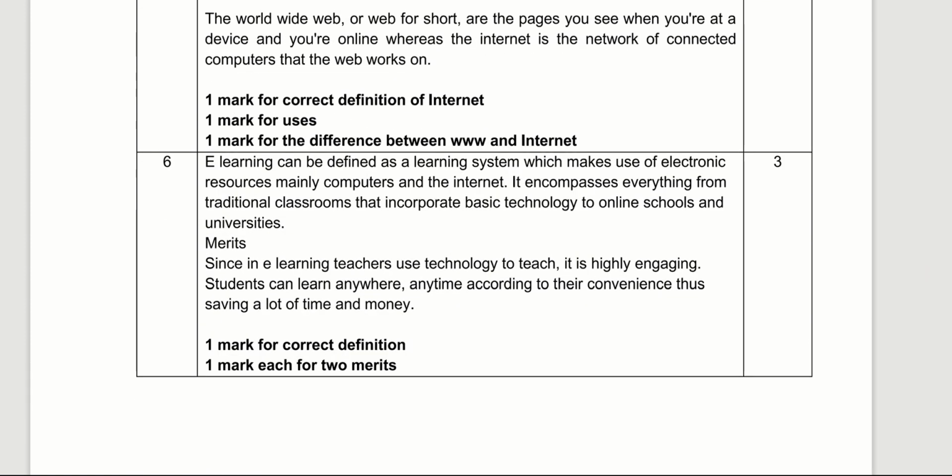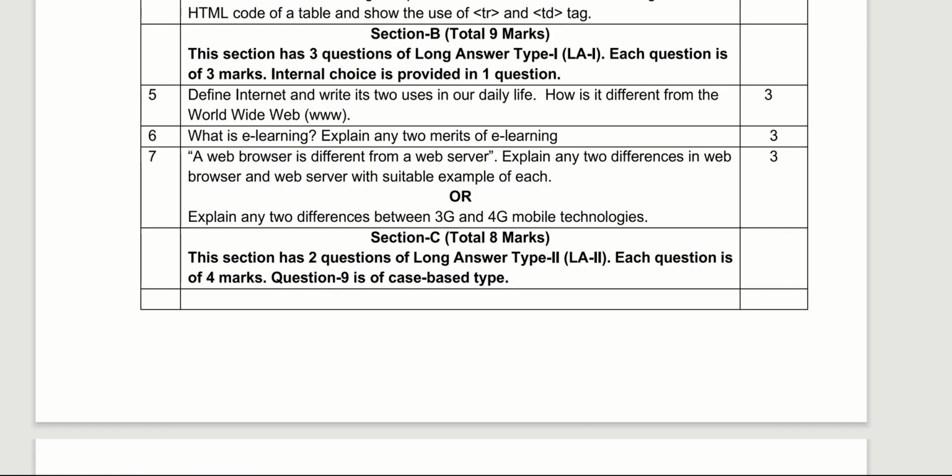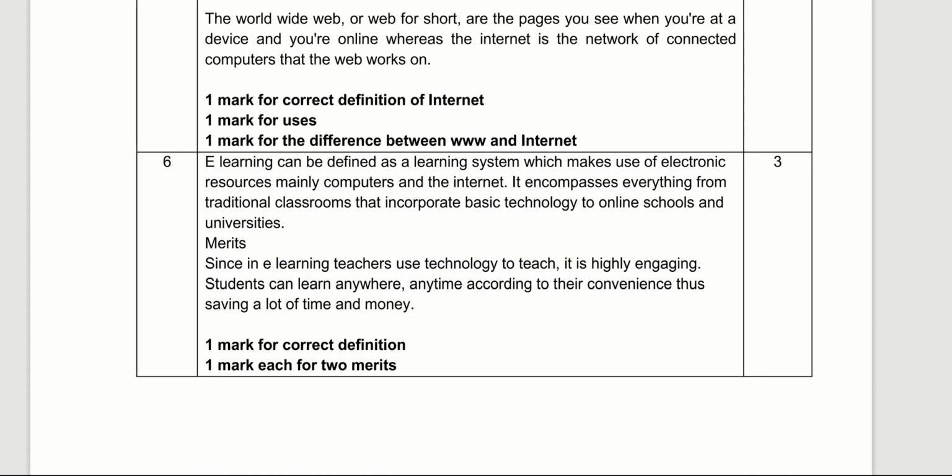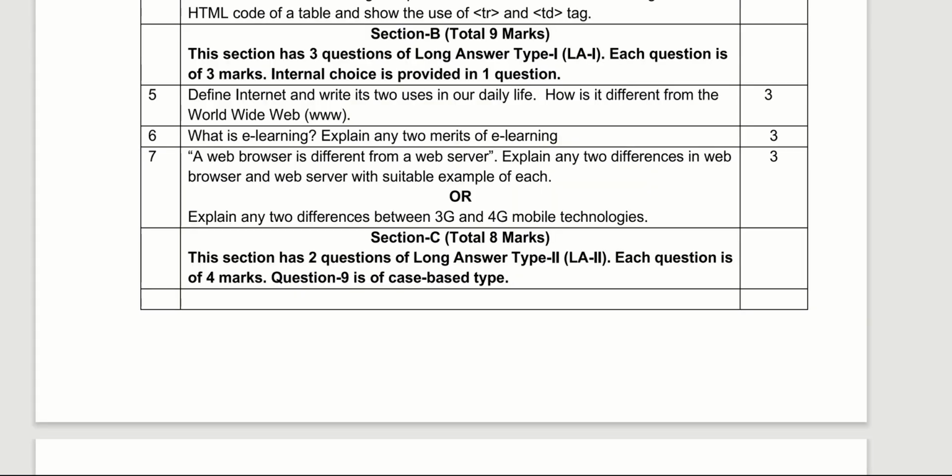Next question is e-learning and its 2 merits. E-learning is a learning system which makes use of electronic resources, mainly computer and internet, to teach and encompasses everything from traditional classrooms that incorporate basic technology to online schools and universities. You can write any 2 advantages of e-learning. Teachers can also learn how to use technology to teach. Students can learn anywhere, anytime, from anyone also as per their convenience. So half a mark for each merit.